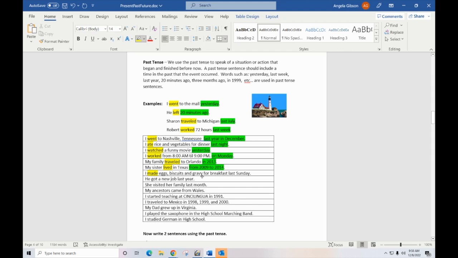Eggs, biscuits, and gravy. That's a very popular breakfast in the United States. And when did I make this food? I made it last Sunday.